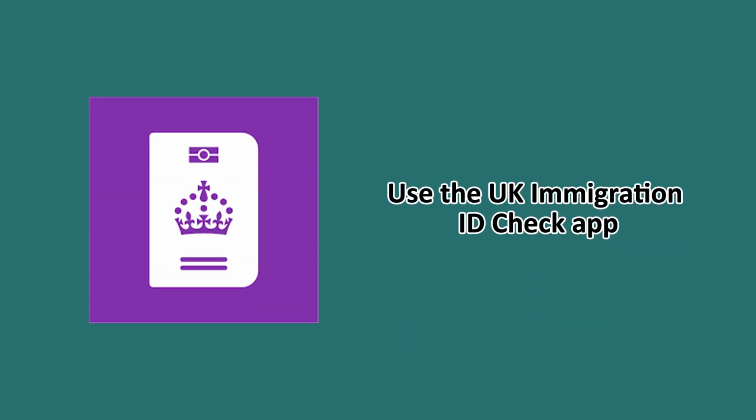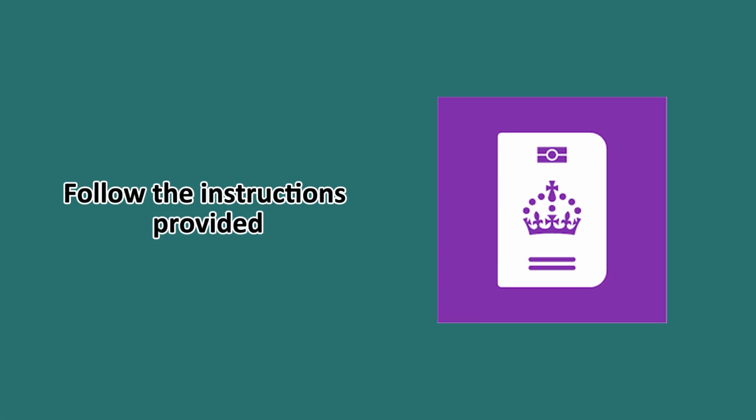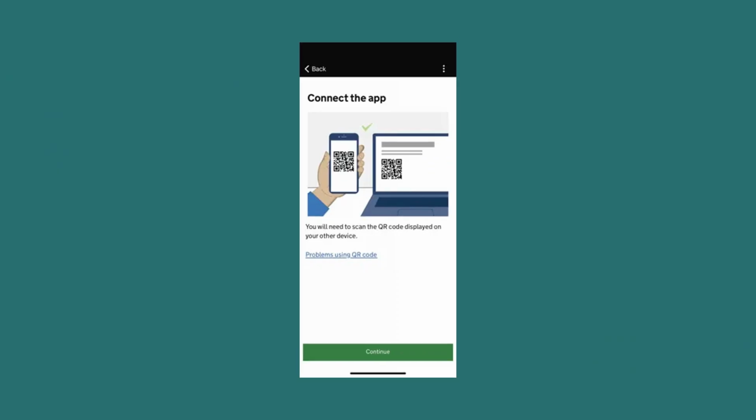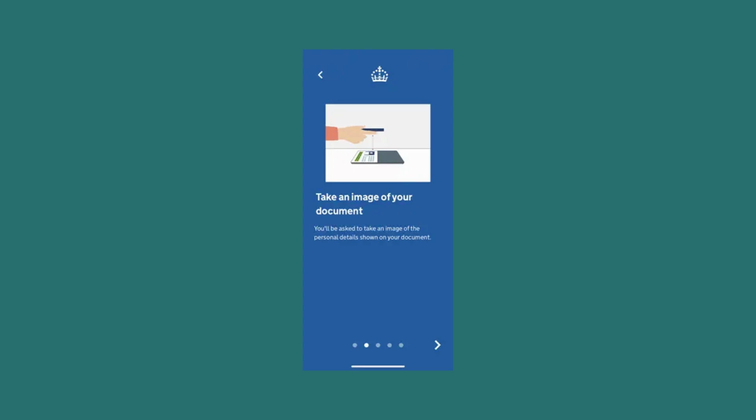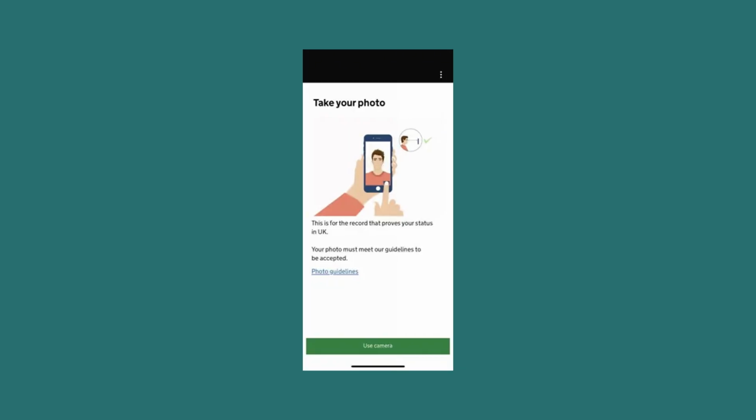The next step is to confirm your identity. Now use the UK Immigration ID Check app and follow the instructions provided within the app. If you're using a computer, laptop, or tablet, you'll need to download the app on a smartphone to either scan a QR code or request a connection code to link your devices. The app will guide you to take a picture of your BRP or passport where you get to verify your information and then take a picture of your face for biometric verification.